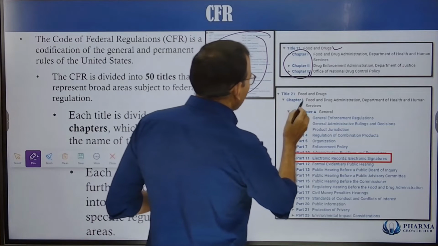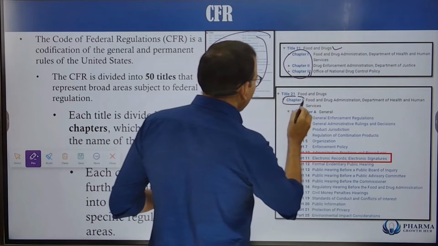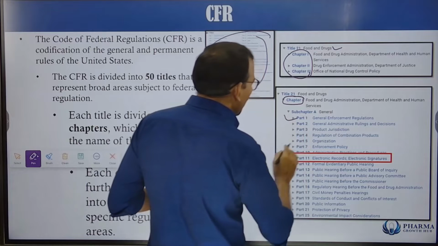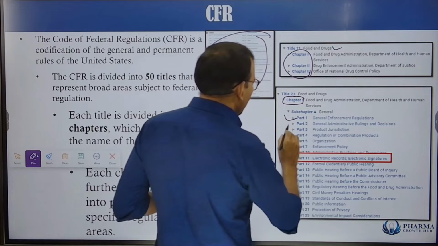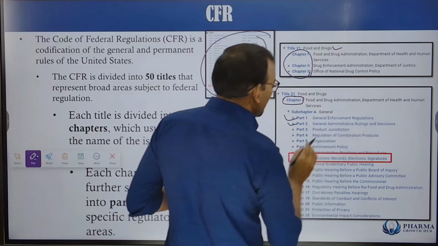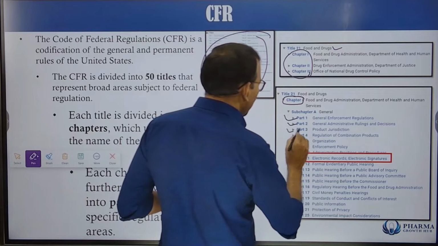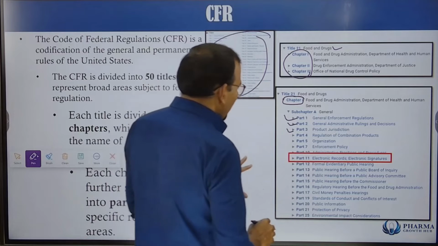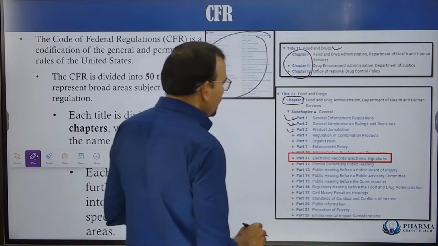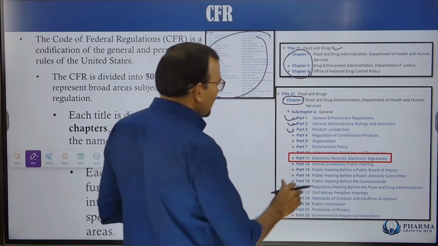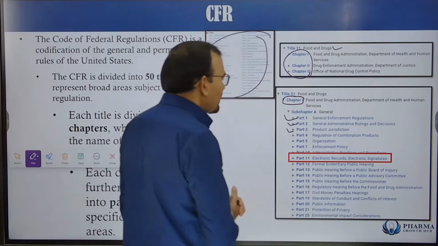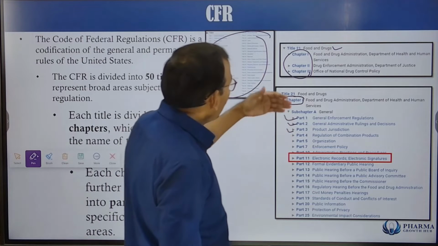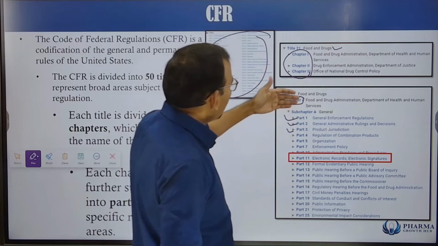Let us talk about chapter number 1 under title 21. Part 1 is General Enforcement Regulations. Part 2, General Administrative Rulings and Decisions. Part 3, Product Jurisdiction. Part 4, and so on. Part 11 is also a very important part of good manufacturing practices, and that talks about electronic records and electronic signatures. All these parts are very important and required as far as manufacturing, marketing, and selling drug products and foods inside the USA.